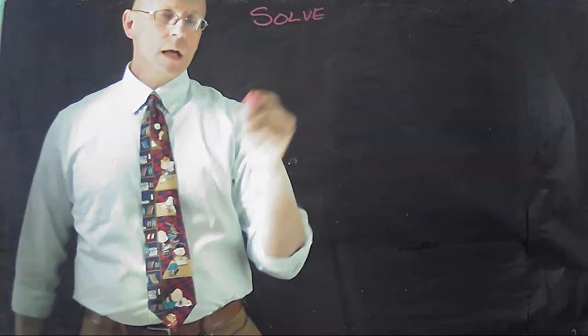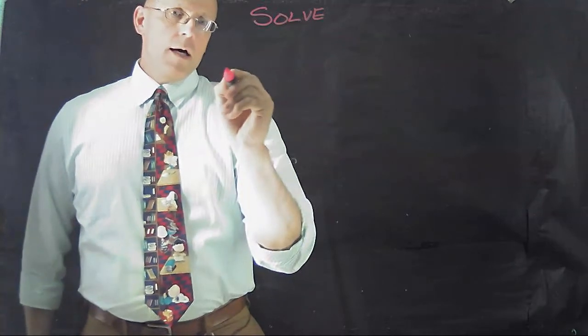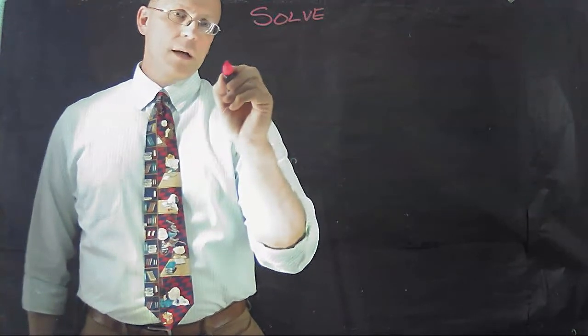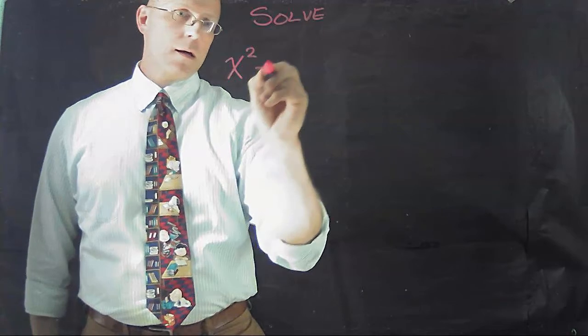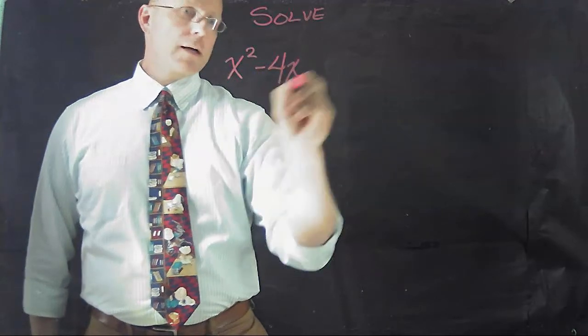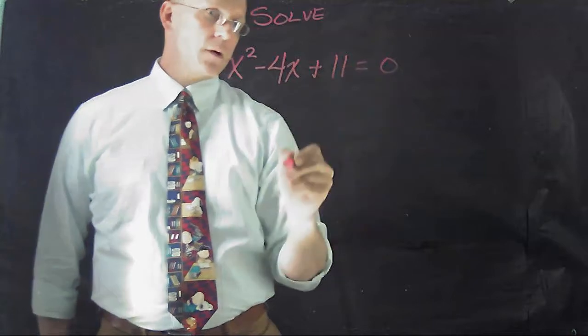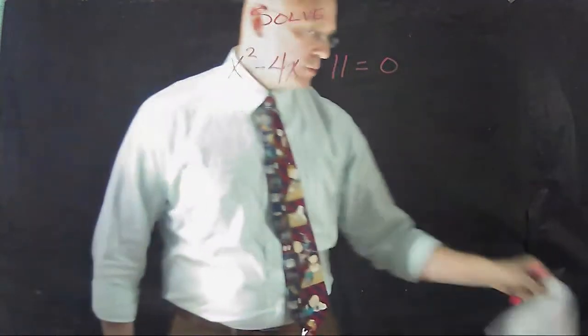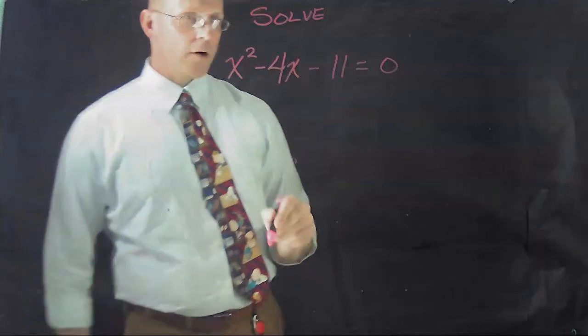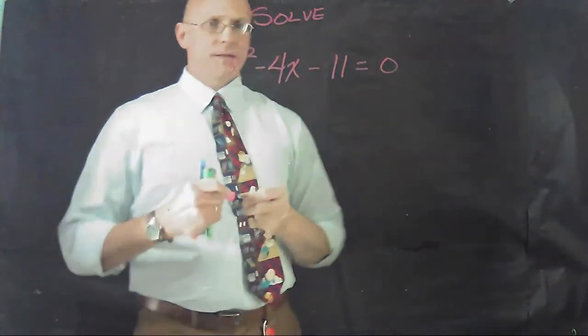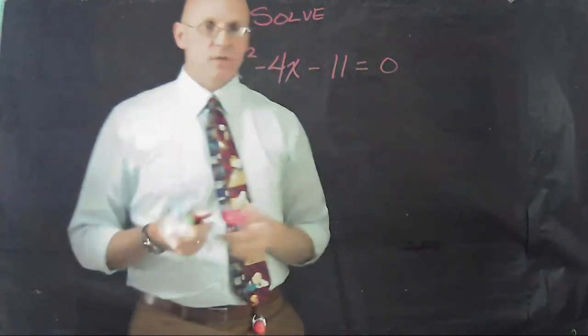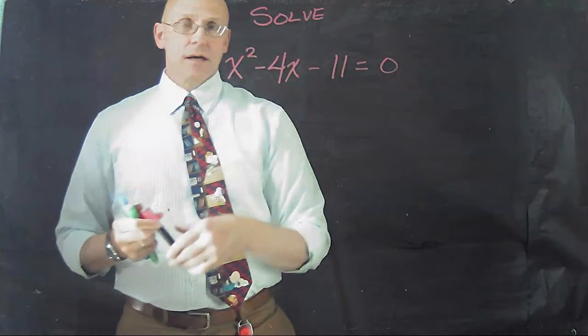Okay. I want to solve, how we got here? How about x squared minus 4x plus 11 equals 0. Actually, let's make this minus 11 equals 0. Okay. Now you look at this, and I'm hoping you're saying, well, my choices would be, I could factor this.